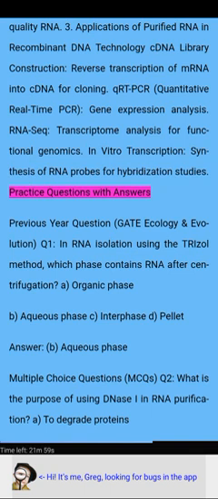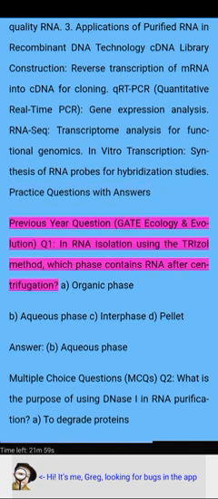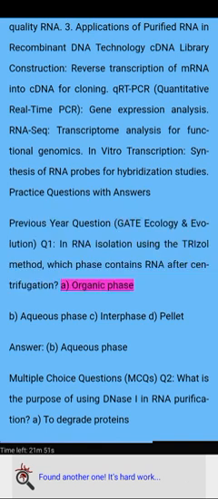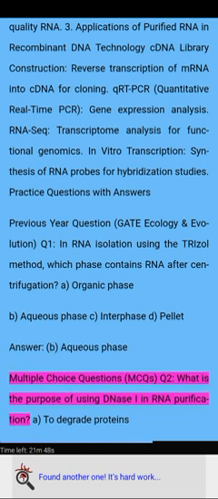Practice questions with answers. Previous year question, Ecology and Evolution, Q1. In RNA isolation using the Trizol method, which phase contains RNA after centrifugation? A. Organic phase. B. Aqueous phase. C. Interphase. D. Pellet. Answer: B. Aqueous phase.